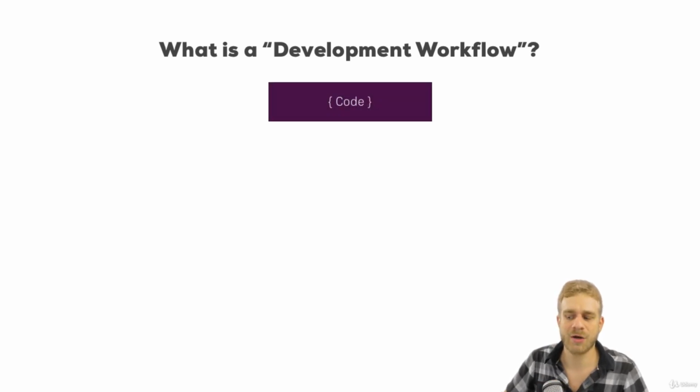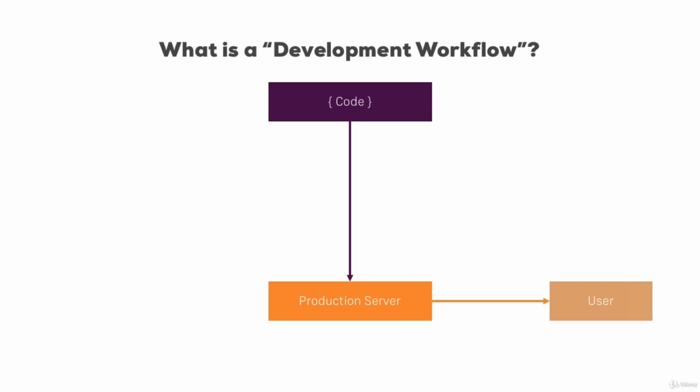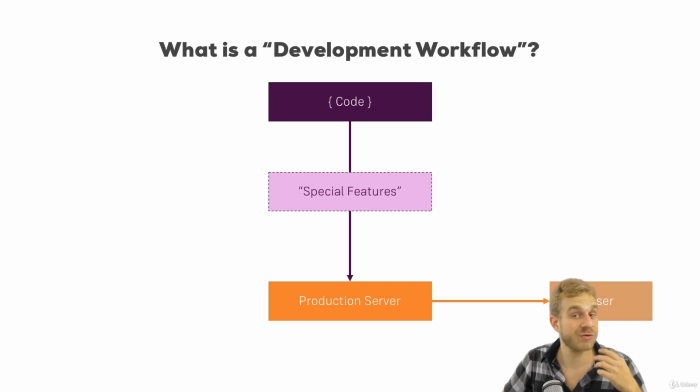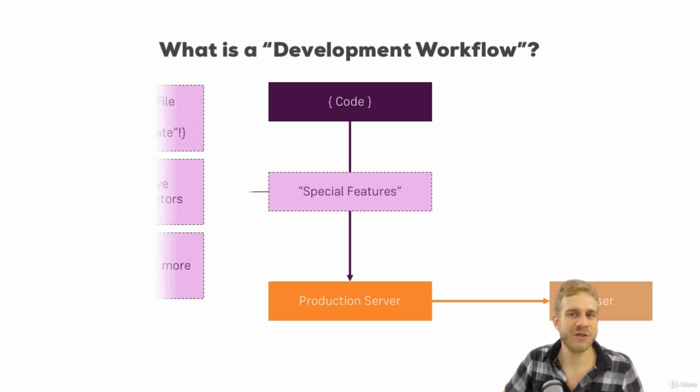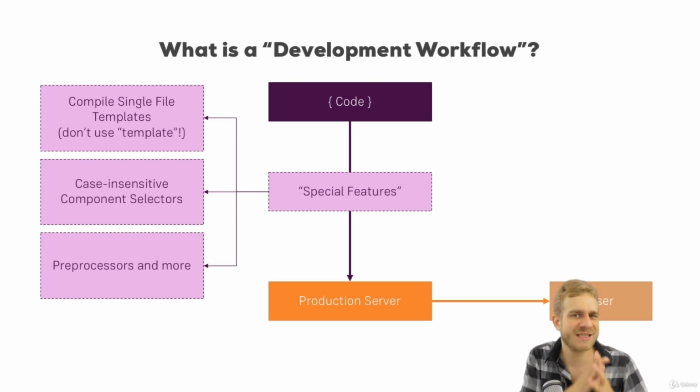So we have our code here, and when we ship it on the production server where the user is able to see it, we want to transform it before doing so. We want to use some special features a development workflow can offer us. Those special features would be that we can compile single file templates in a Vue.js application. Now, we haven't talked about single file templates yet.